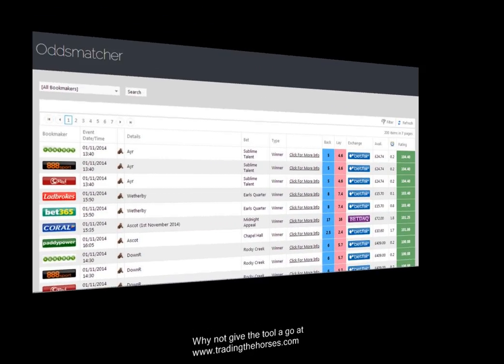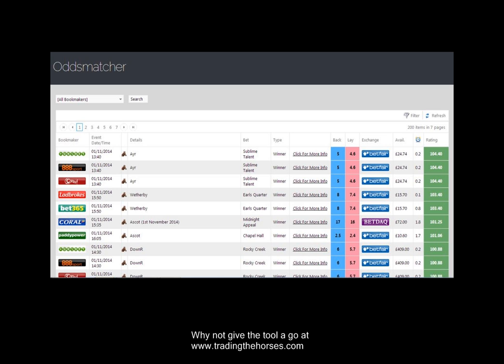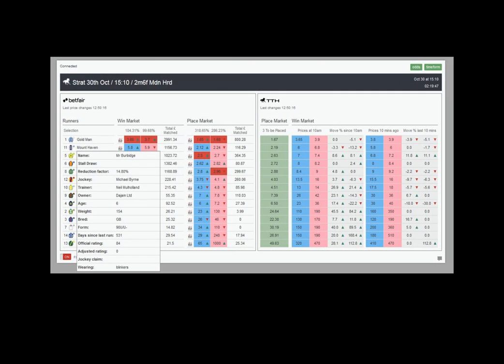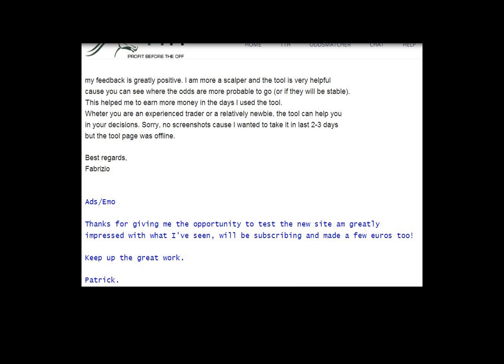And there we go. That's another little extra on the site, the odds matcher for arbing. You can back and lay on different bookies, etc. to make some money. We've thrown that in as well. We've got a chat room, and that's the little extra on the information on each horse. We've got some feedback there for some of our testers. So I haven't made a fortune on this this afternoon, but you can see the potential in this tool. Hope you've enjoyed it.